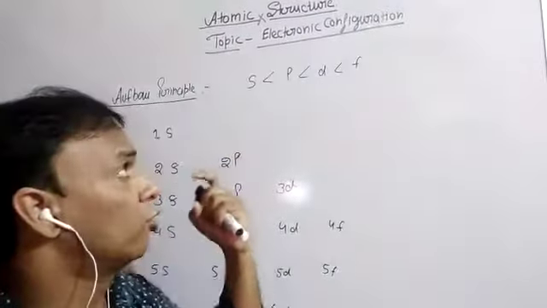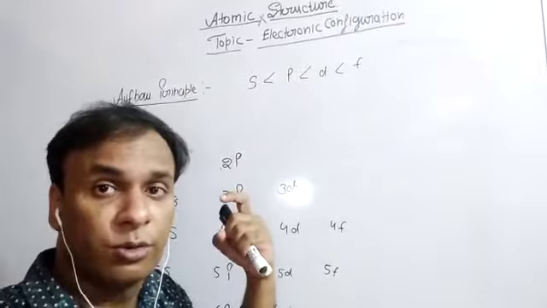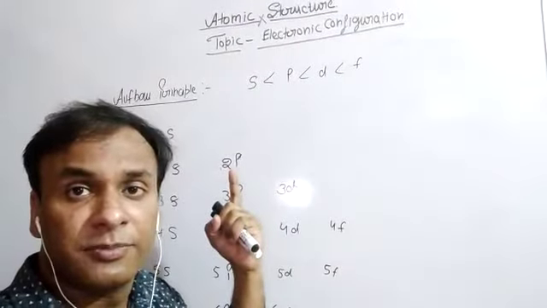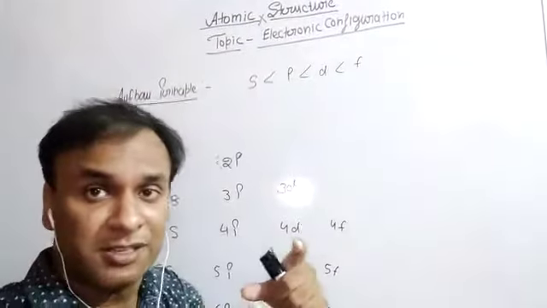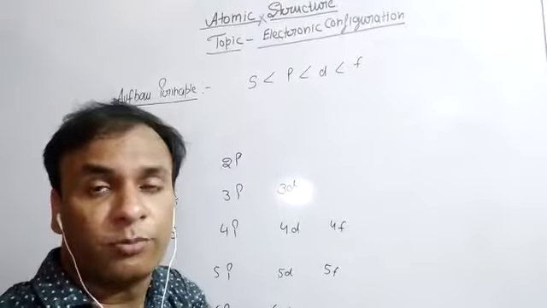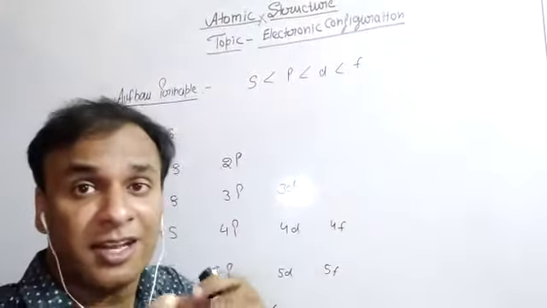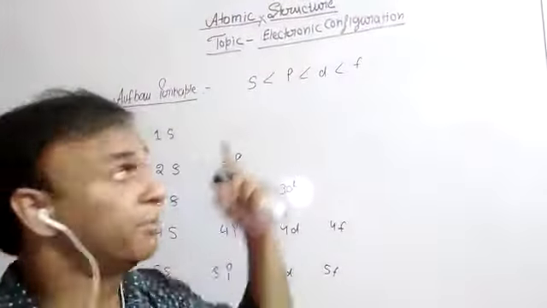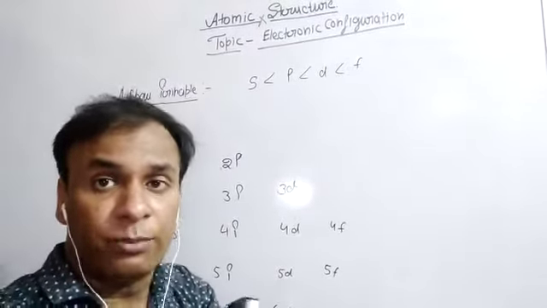Why does S have the lowest energy compared to P, D and F? Because the S orbital is very close to the nucleus. That's why the S orbital has the lowest energy, and the F orbital is present far away from the nucleus. That's why F orbitals have more energy and a tendency to accommodate more electrons as compared to P, D and S orbitals. Now come to the Aufbau principle.